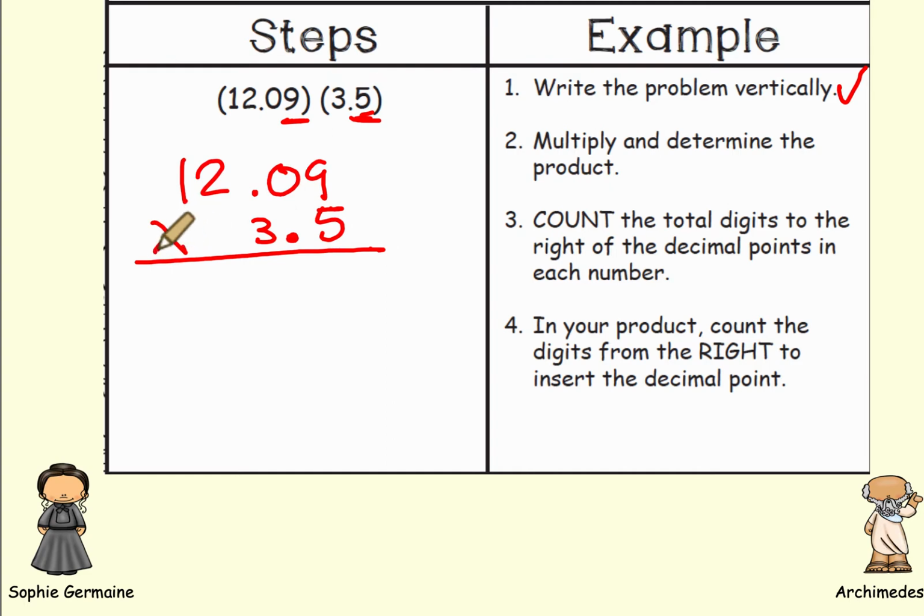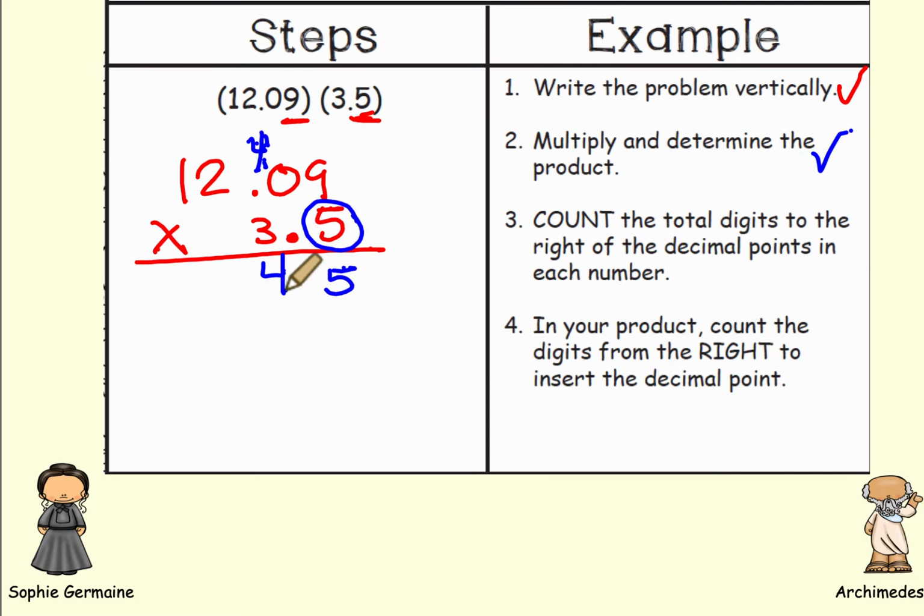So now I'm ready. I'm going to do 5 times each of the numbers in the first factor. We just multiply like I would with any multiplication problem. 5 times 9 is 45. So I'm going to carry. And then 5 times 0 is 0. 0 plus 4 is 4. I'm not worrying about the decimals at this point.